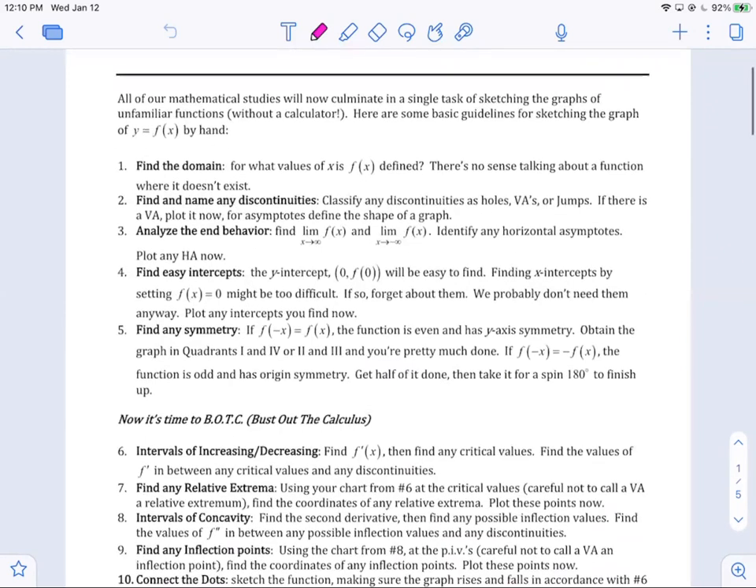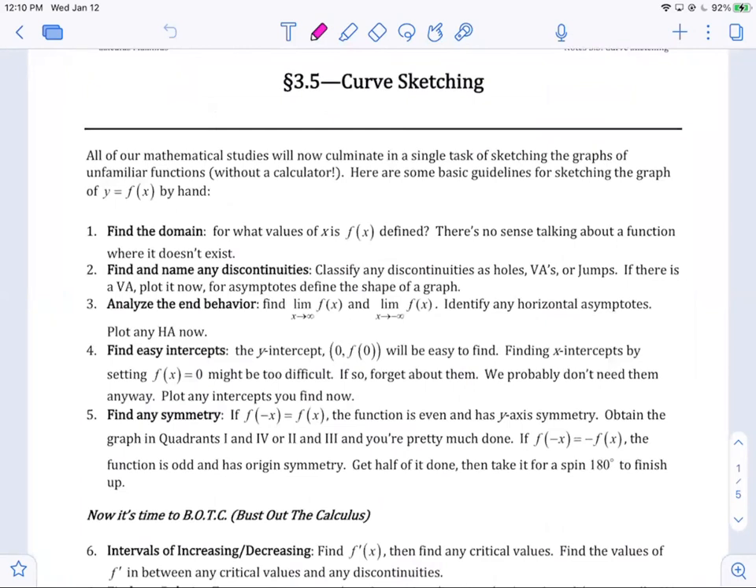Okay, so we're going to start off by saying, our ultimate goal is to come up with a meaningful sketch of a graph, and we want to label some meaningful things. So what's meaningful if you have the equation of a function? Well, first of all, the domain, right? That's always the first thing that we look at. Once we find the domain, if we happen to see there's values that are not in the domain, those are possible discontinuities. So we want to find those and name them. Most of the time, they're going to be holes or VAs. But if it's a piecewise function, it could be a jump.